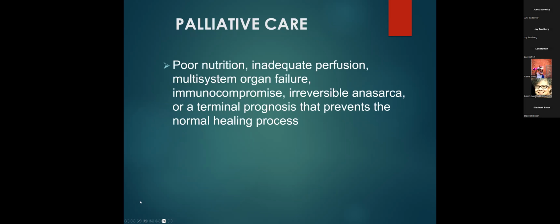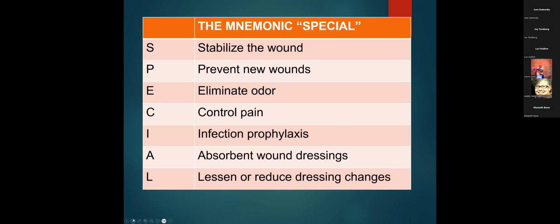In terms of palliative care, these are individuals that might be considered for transitioning to comfort care rather than curative care based upon poor nutritional status. They may have inadequate perfusion because they have advanced heart or lung disease. They may have multi-system organ failure, and a variety of other things that result in there not being long for the earth. Next slide, please.